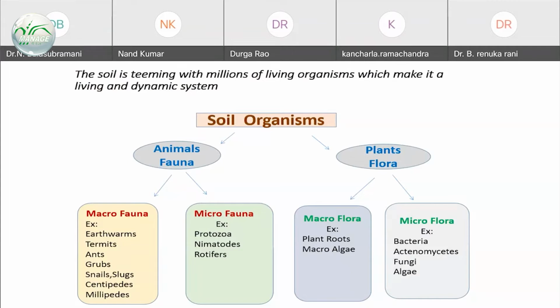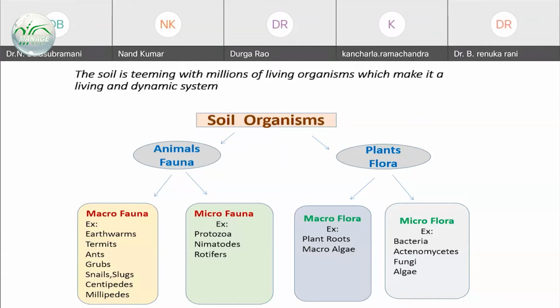Macrofauna are earthworms, termites, ants, grubs, snails, slugs, centipedes, millipedes. These are all in the soil. And microfauna are protozoa, nematodes, and rotifers. And plant flora: plant roots, macro algae and other bacteria, actinomycetes, fungi, algae. These are all existing in the soil. These microorganisms which are helpful for the plant need food. We have to supply food.